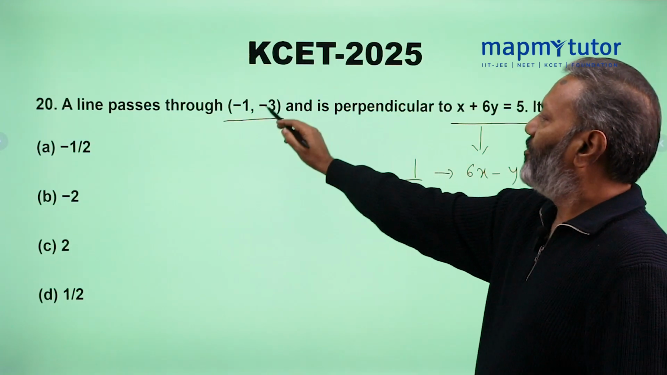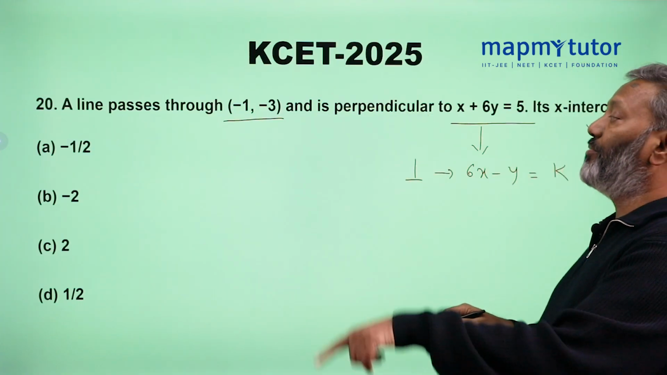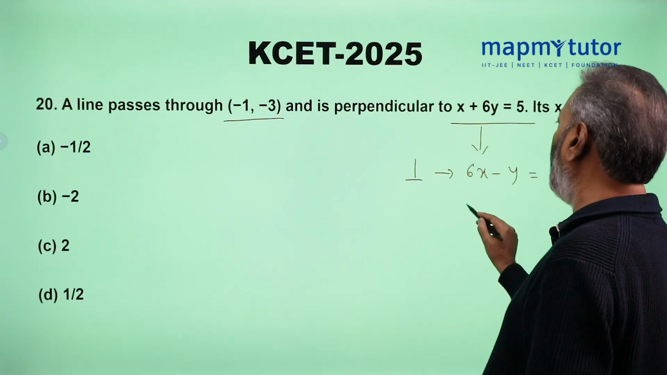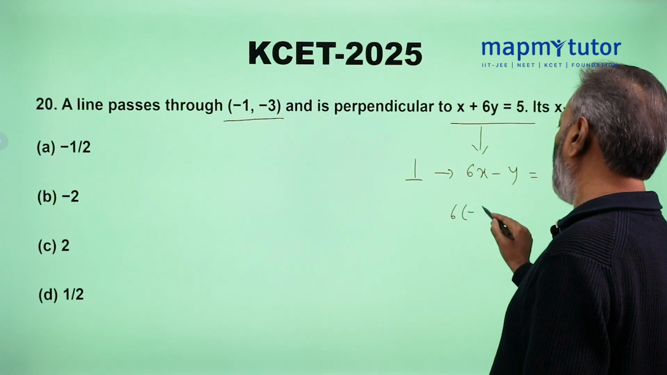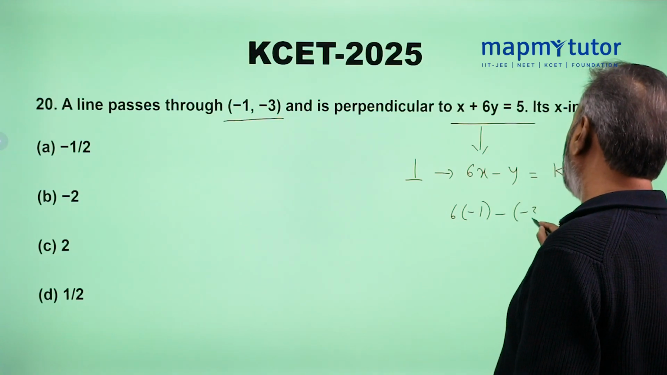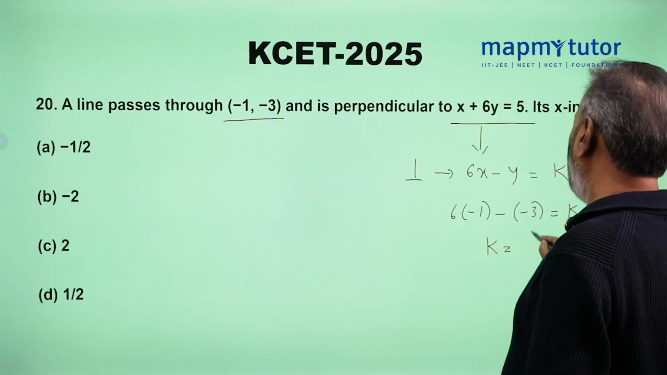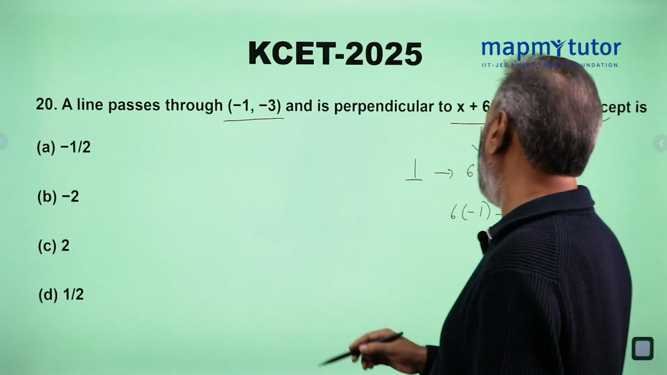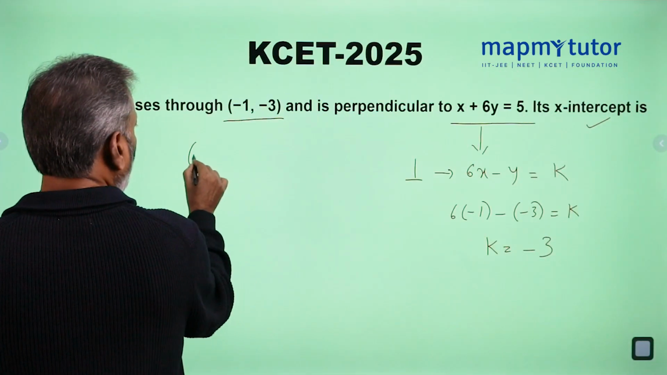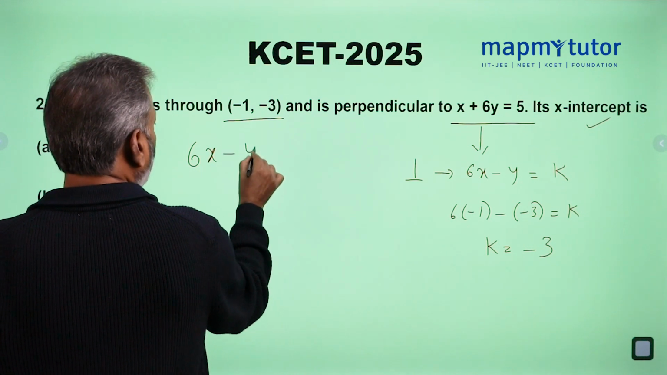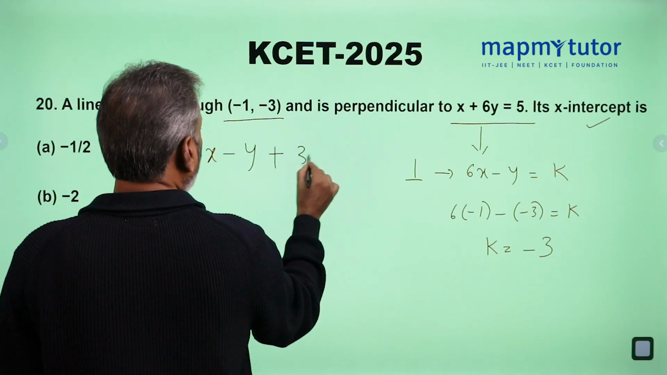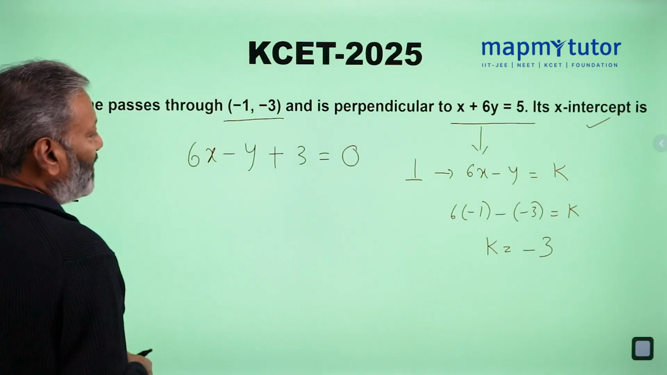Now, I'll put this point because it is passing through minus 1, minus 3 to find that unknown. 6 into minus 1, minus of minus 3 equal to k. Can you tell me what is k? Minus 6 plus 3 which is minus 3. Therefore, my required line will be what? 6x minus y plus 3 equal to 0 because k is minus 3.